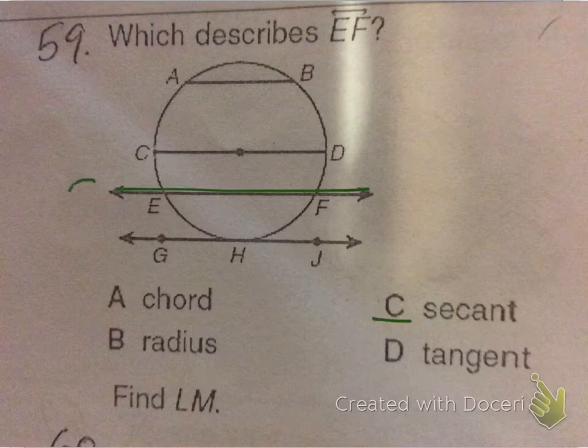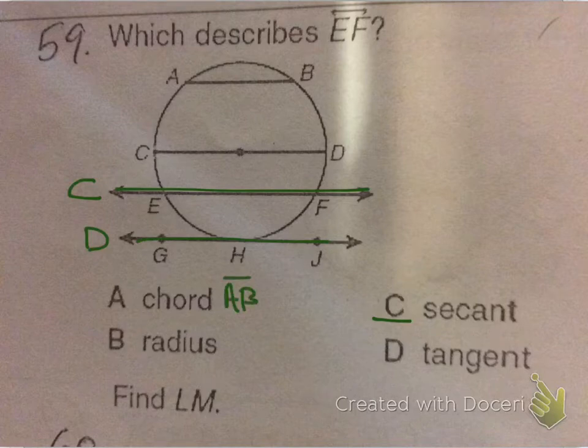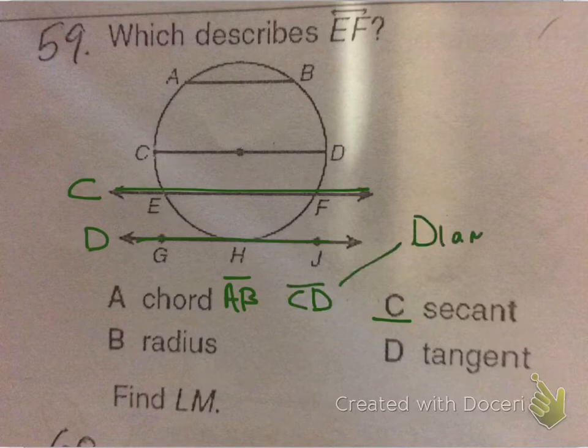Okay, so here's an example of a secant. This one right here, GJ, would be an example of a tangent. CD is a diameter, or also known as a chord. Okay, so keep in mind, chords are like AB and CD. The diameter is also a chord. Okay, so keep that in mind.